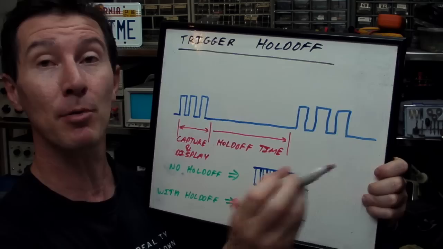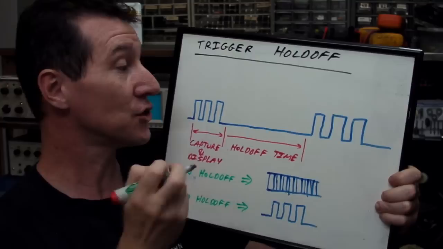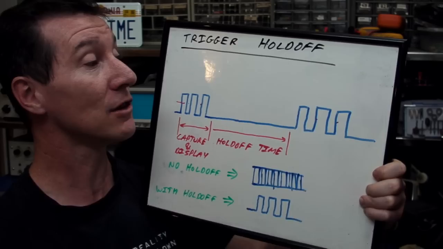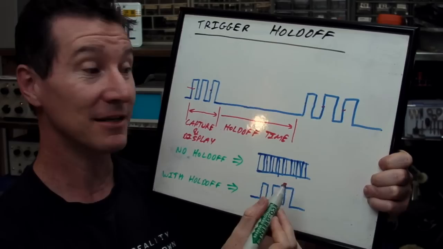Now, if you don't have the Holdoff set at all, if you've just got the positive edge trigger set in the middle like that, well, it can trigger off this point, this point, this point, this point, this point. It doesn't really know where to trigger. It's got no idea at all. The scope hasn't got a clue. This edge over here, or this one in the middle of the waveform, is exactly the same as this one here. It doesn't know.